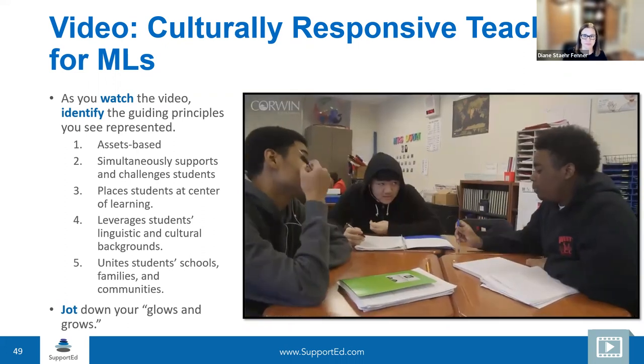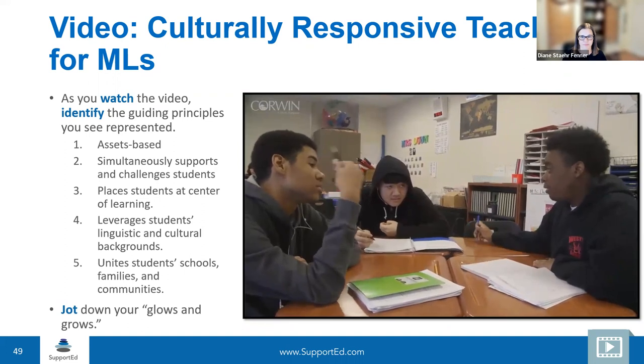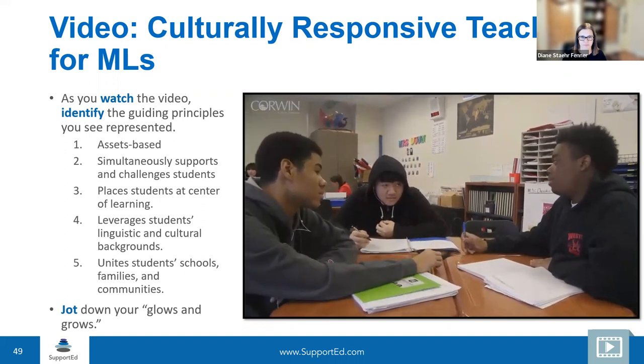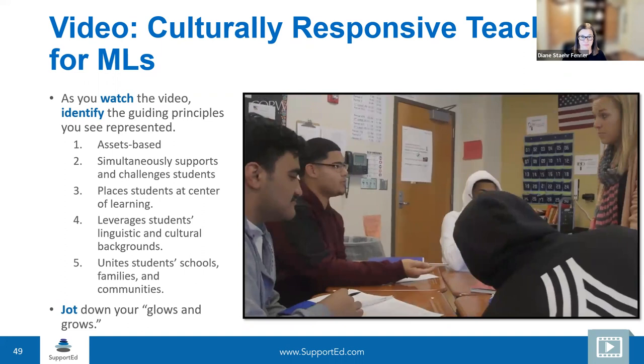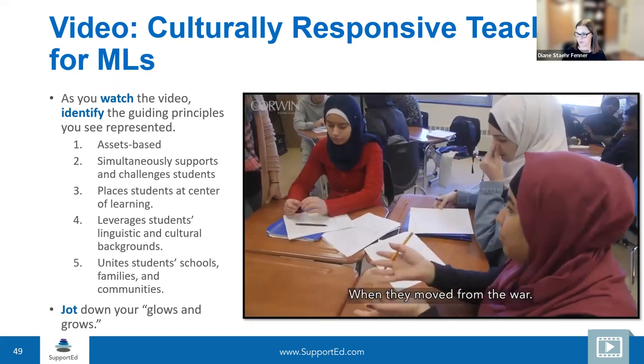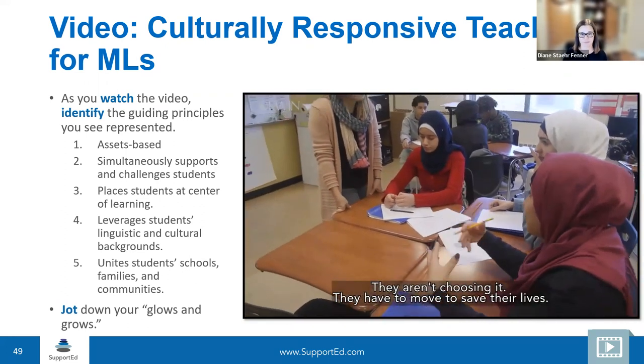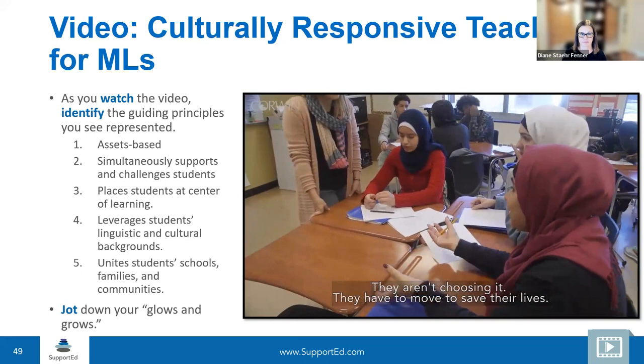So from Puerto Rico, here, and then I went to Florida, and I went back here. Move somewhere because okay. Their country problems or how the economy is. When they move from the war, they don't choose it. Right. They have to move to save their life.